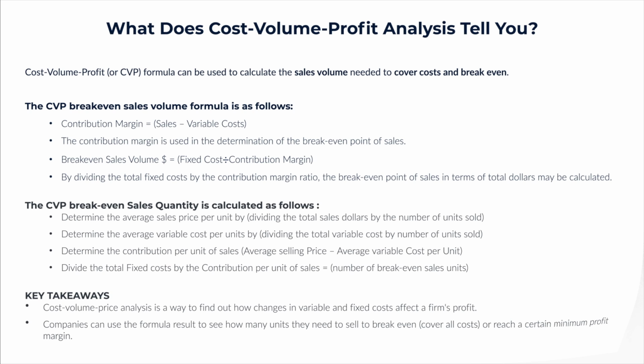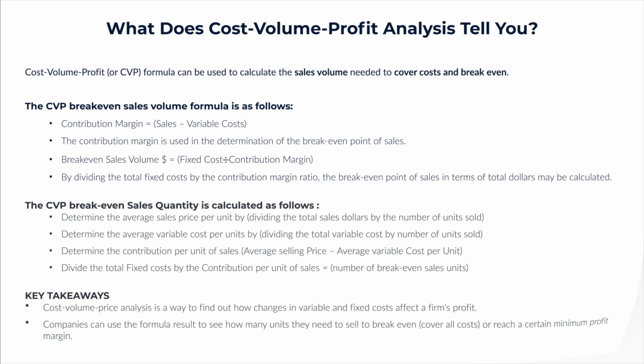We can also look at the break-even sales quantity, which is calculated as follows. Determine the average sales price per unit by dividing the total sales dollars by the number of units sold. That will give you the average selling price per unit. We'll do the same for the variable costs, which is your material and labor, dividing by the total number of units sold, which will give you your variable cost per unit. And then one minus the other will give you your contribution dollars per unit. And then if we take our total fixed costs, again the dollar value, and divide it by the contribution per unit of sales, we'll come up with a total number of units that need to be sold to be able to make your business survive.